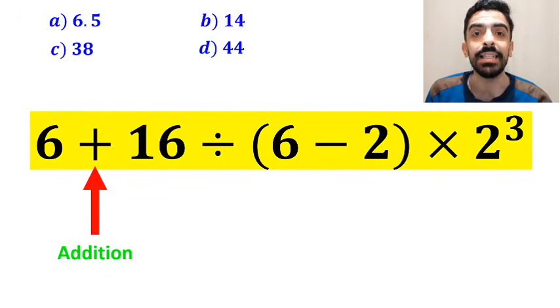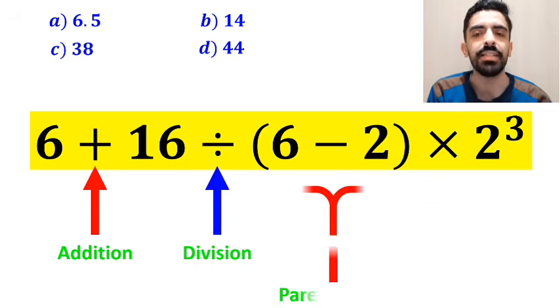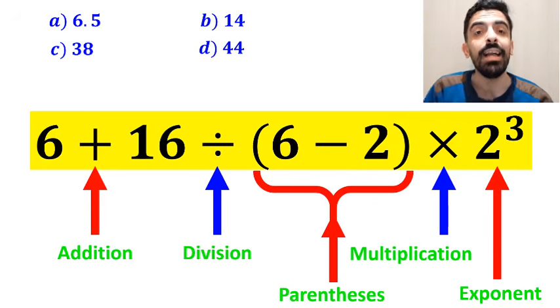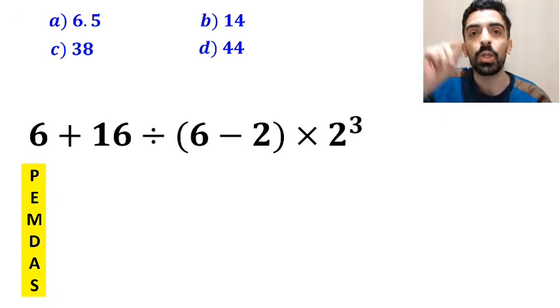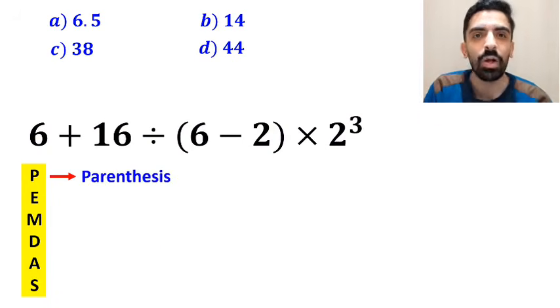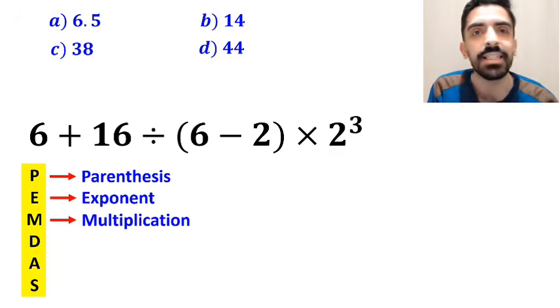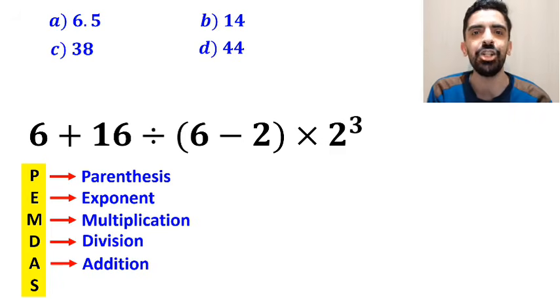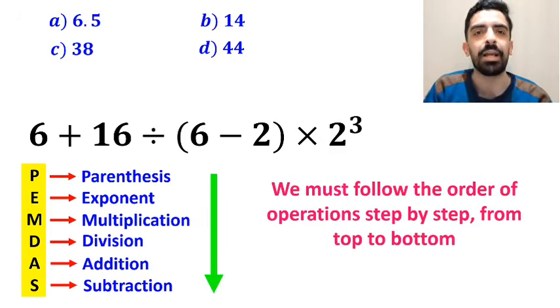As you can see on the screen, in this expression, first we have an addition sign, then a division sign, followed by parentheses, then a multiplication, and finally an exponent. To solve this question, we must follow the PEMDAS rule step by step. In this rule, P stands for parentheses, E stands for exponent, M stands for multiplication, D stands for division, A stands for addition, and S stands for subtraction. We must follow the order of operations step by step from top to bottom.